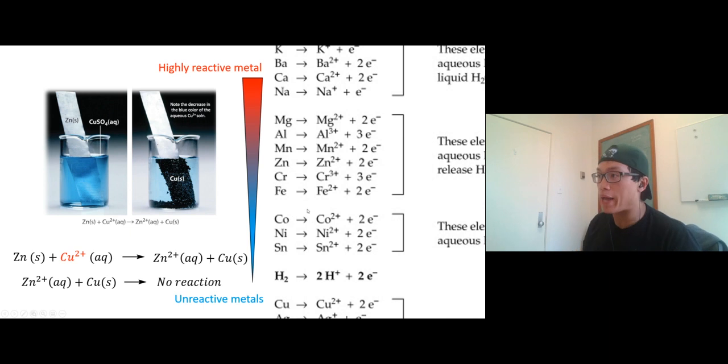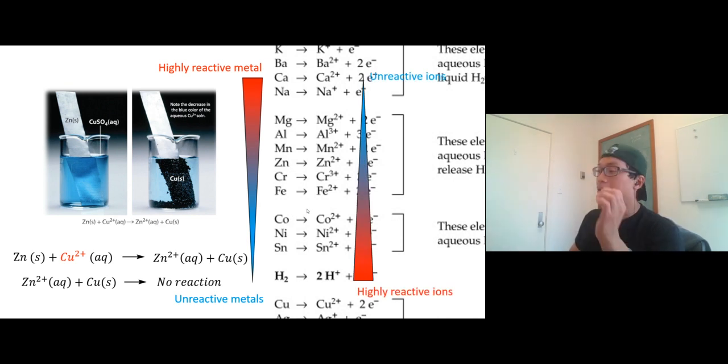You have to look at the reactivity of the ions and of the metal, a metal and an ion. Start with copper 2 plus, the one that will be the oxidizing agent. Copper 2 plus is right here. Copper 2 plus can react with any metal that is above it. Zinc is right there, so it works. So that's a reaction.